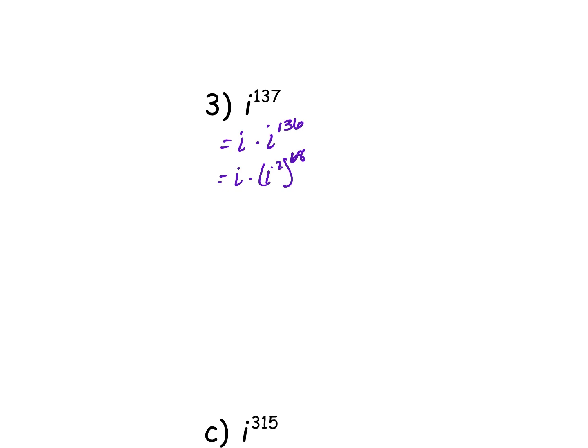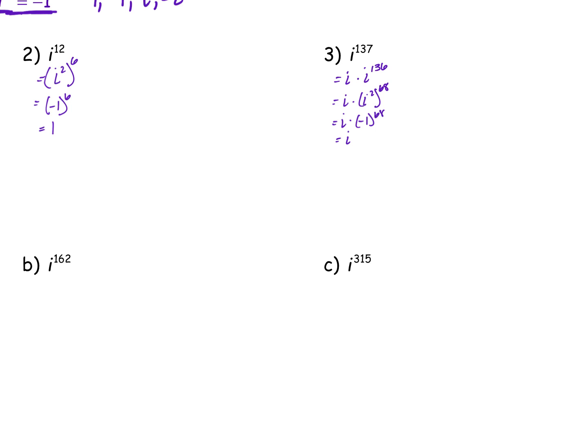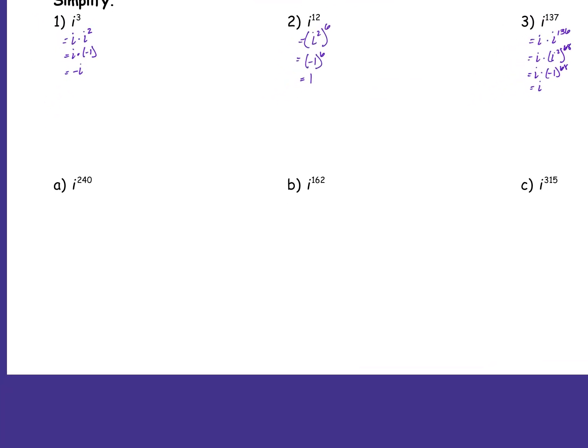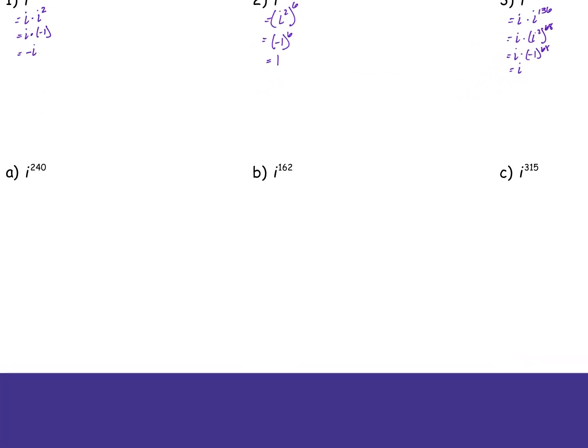So then what's i squared? i squared is negative 1, right? So I've got i times negative 1 to the 68th power. So what's negative 1 to the 68th power? Negative 1 or positive 1? Positive 1. So this becomes i. Done. Does that make sense? Okay, I want you guys to try and attempt these 3 problems.